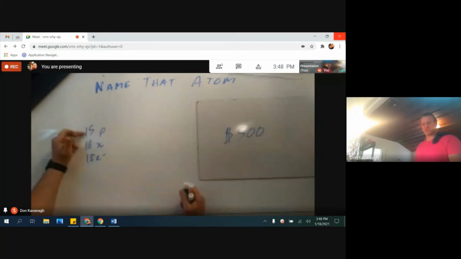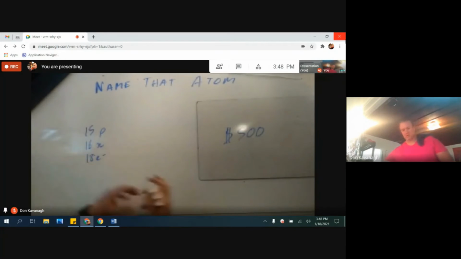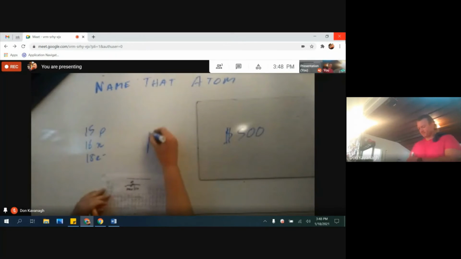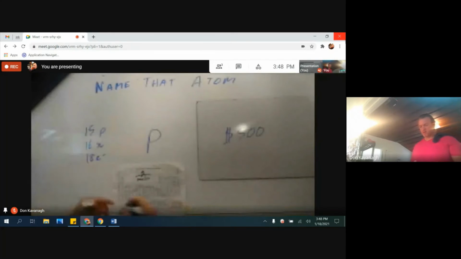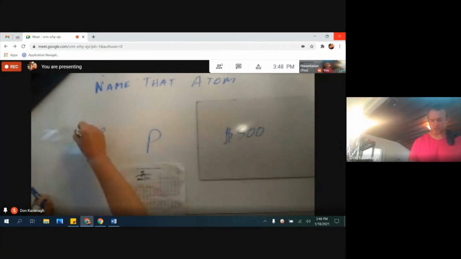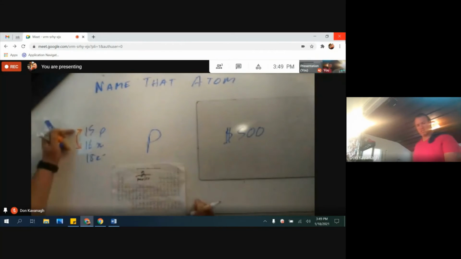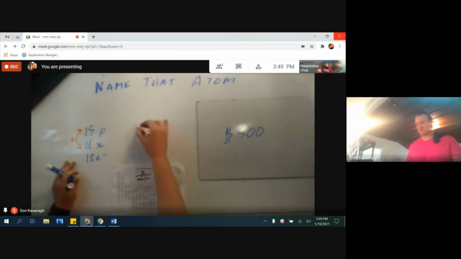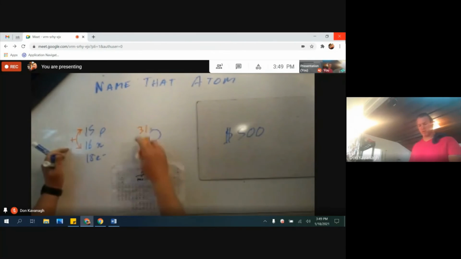15 protons, 16 neutrons, 18 electrons. Let's start with our symbol, 15 protons. Atomic number 15, it must be phosphorus. Now the protons plus the neutrons, I'm going to try to use more color, better color coordinated here. These two things added together equals 31. So we have a phosphorus atom with an atomic mass of 31.